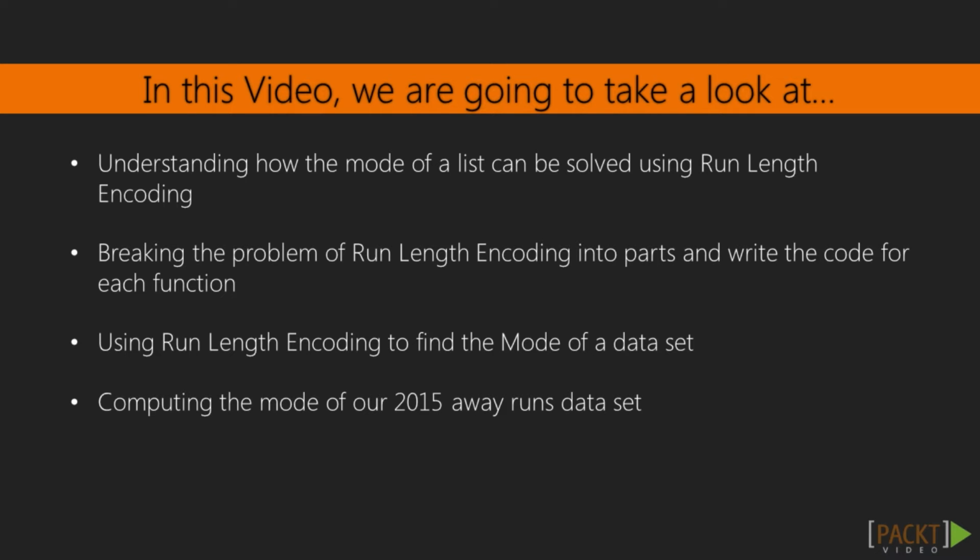So in this video, we're going to take a look at understanding how the mode of a list can be solved using run-length encoding. We're going to break that problem of run-length encoding into parts and then write the code for our function. We're going to use run-length encoding in order to find the mode of a dataset, and then we're going to compute the mode of our 2015 away runs dataset.